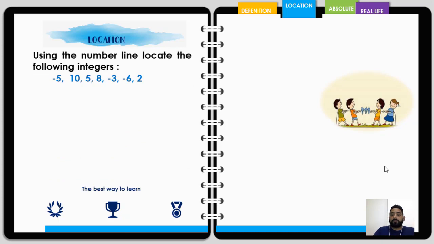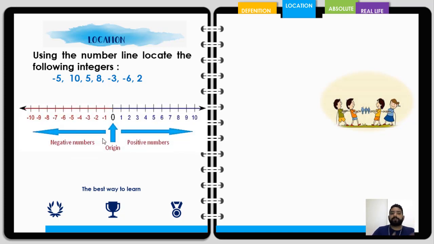Now we're going to move to the next slide. So here we have location. Many times you're going to use a number line to locate the positive and the negative numbers. Remember, 0 is neither positive nor negative. Here we're going to use 0, which we can call the origin. To the right, remember, we have the positive numbers, and to the left we have the negative numbers. So now we are going to locate these numbers: -5, 10, 5, 8, -3, -6, and 2. Pay attention to this location.